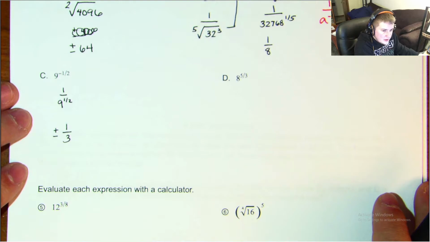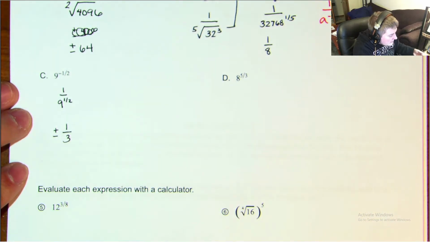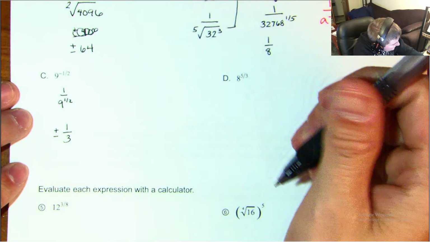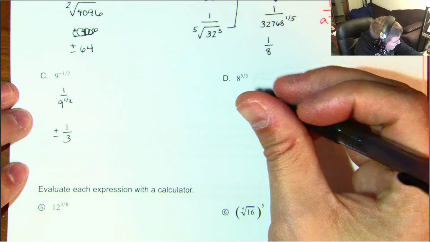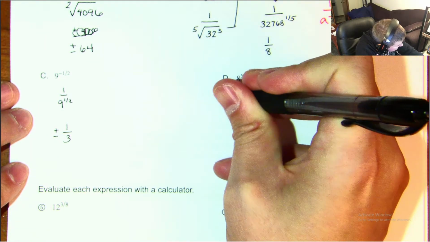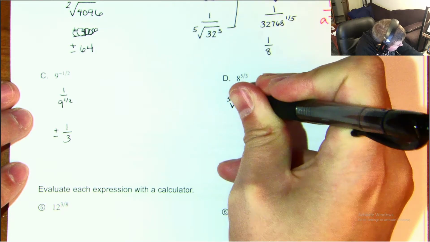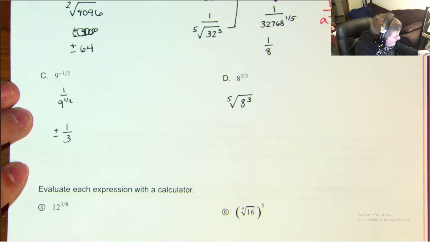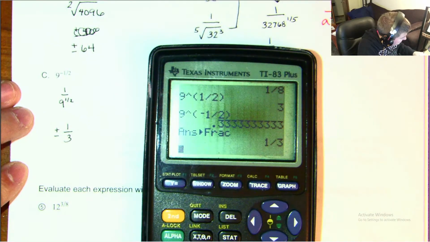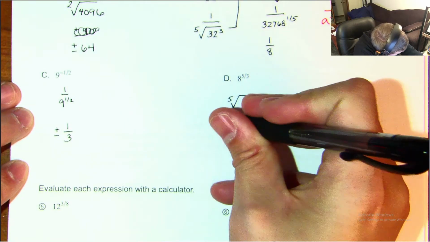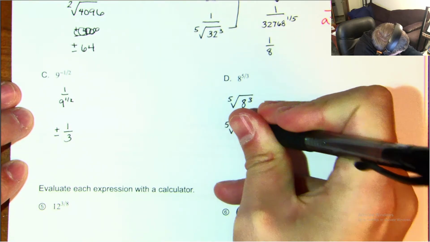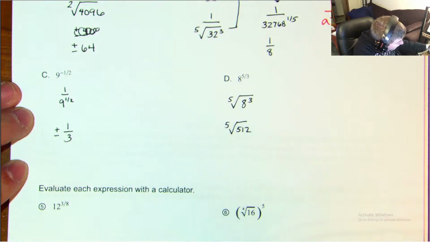Okay, so D, we're doing the same thing. There are no negative exponents, so we don't have to worry about getting anything on the right side of a fraction. But we can go ahead and say that this is the same as the 5th root of 8 to the 3rd. 8 to the 3rd is 512. So now we have the 5th root of 512. And we know that the 5th root is the same as the 1/5 power.